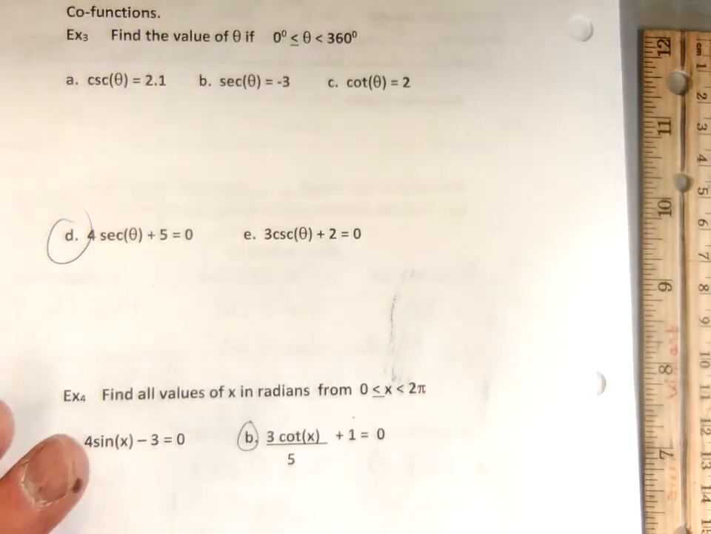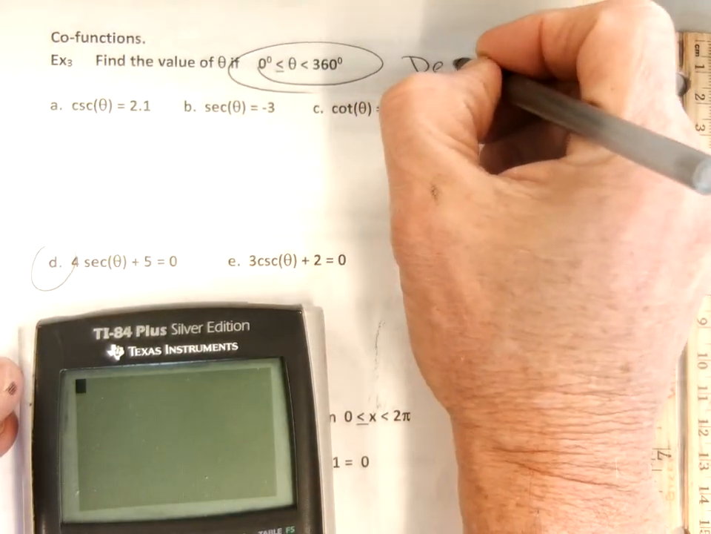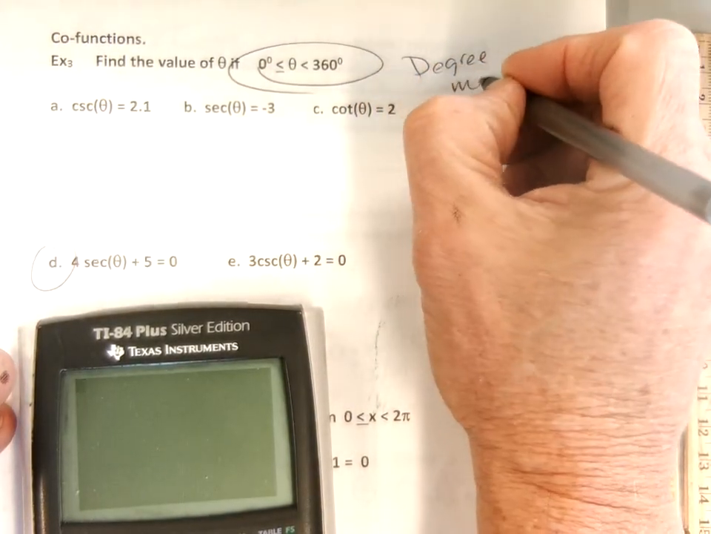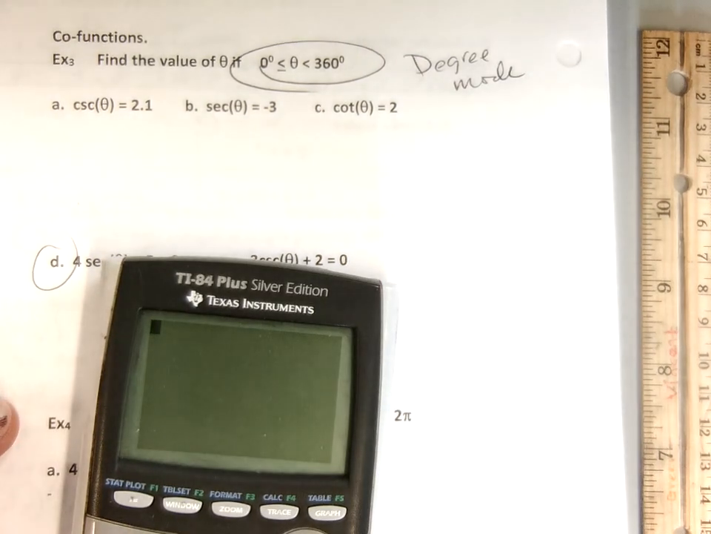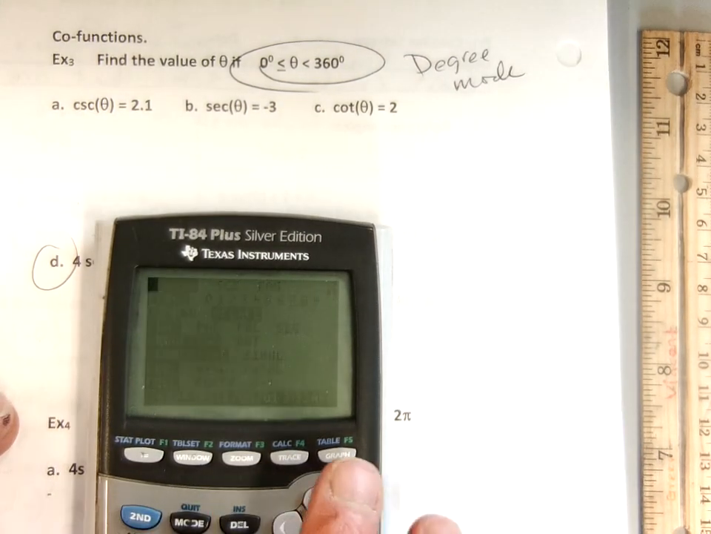All right, so before I do anything, I'm going to make sure I'm in degree mode, right? So I'm going to go check my calculator mode. I'm good. All right, so quit.